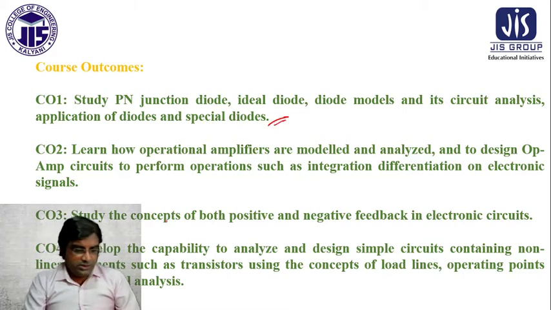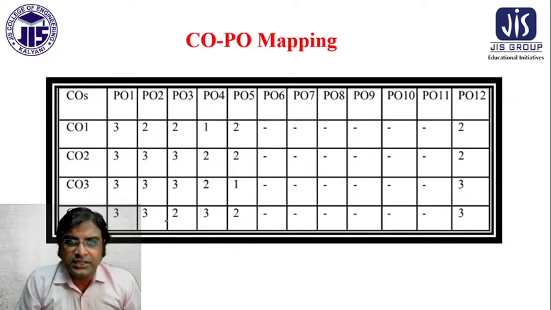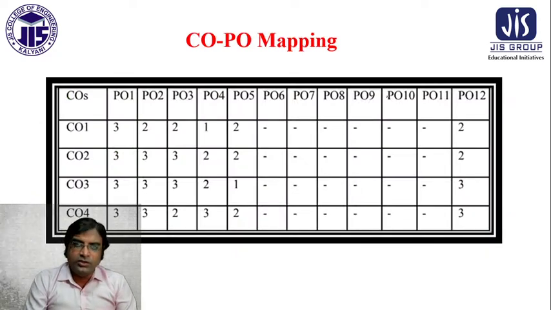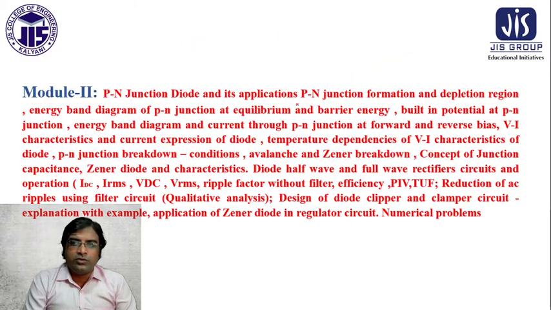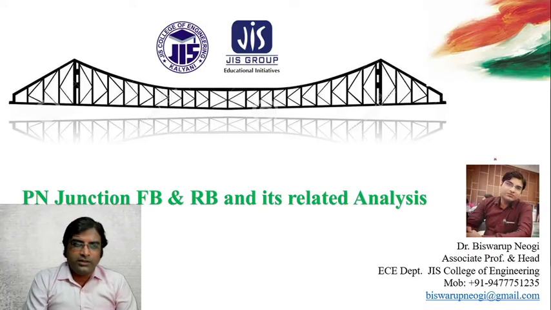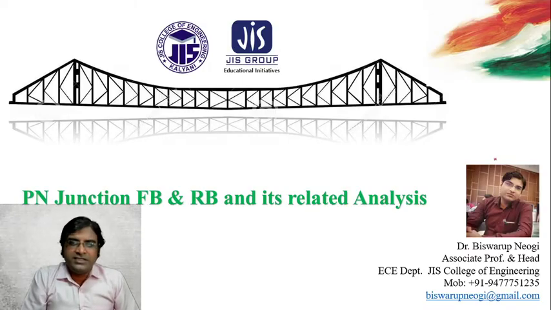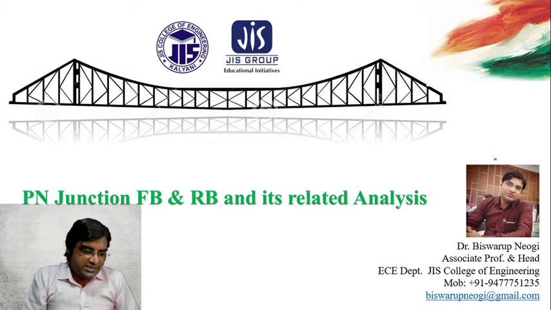This is the CO-PO mapping, which is very important at present under the Washington Accord. This is Module 1, and today we are going to understand these portions: the PN junction, and FB, it is not Facebook, it is forward bias, and RB is reverse bias, and the related analysis we have to understand in today's topic.